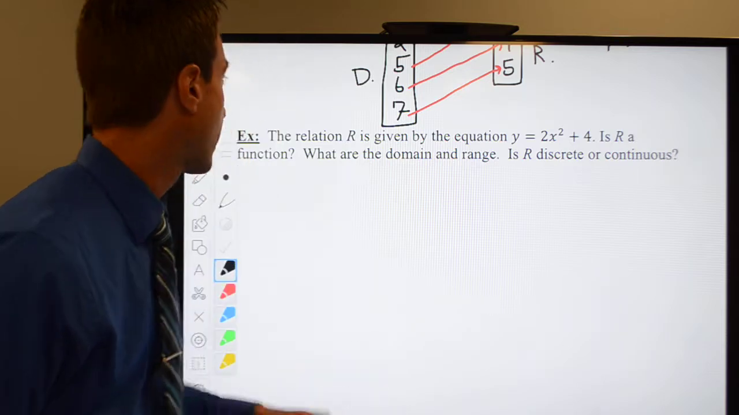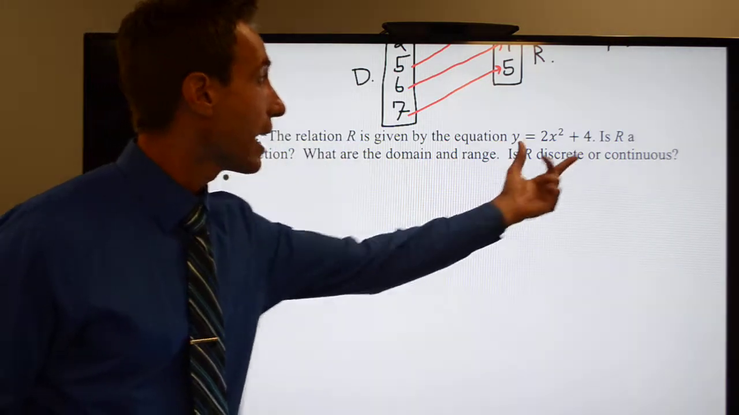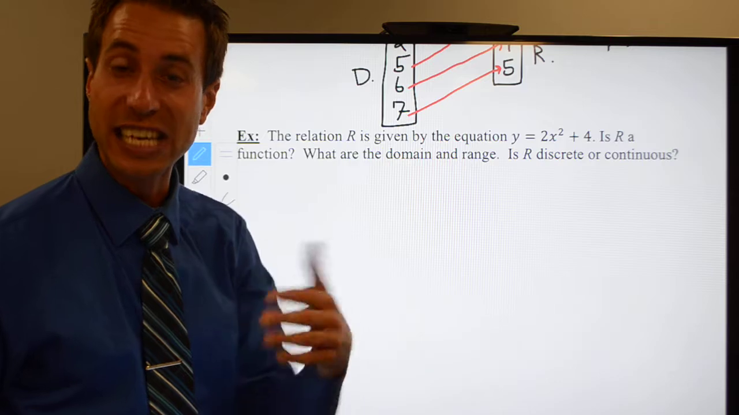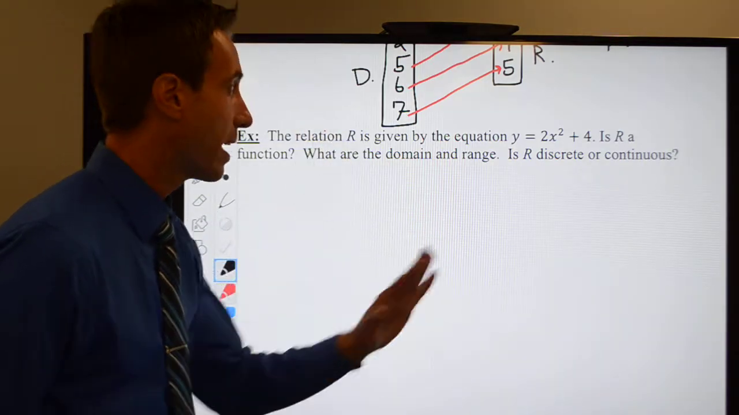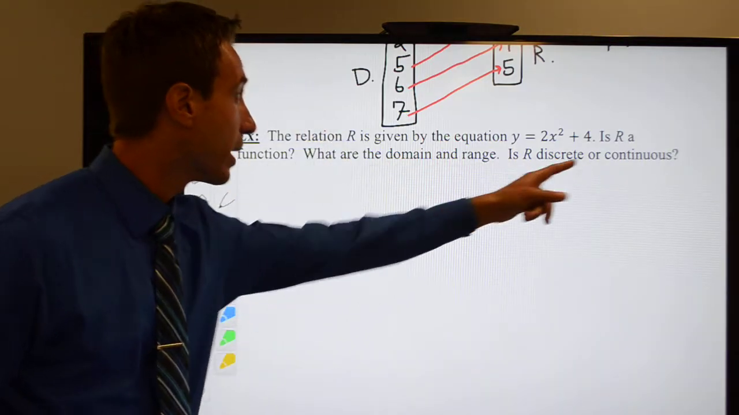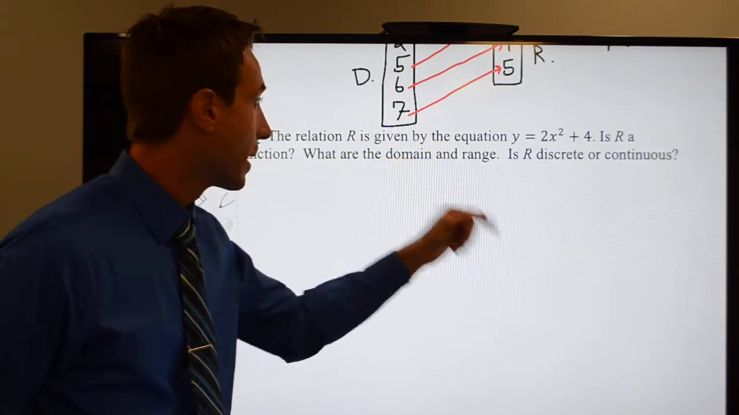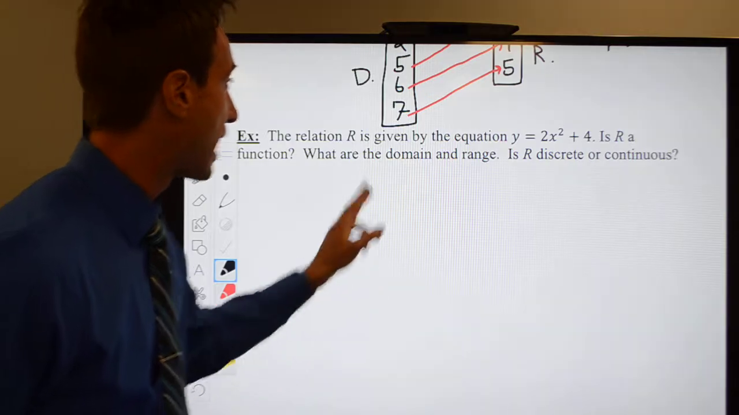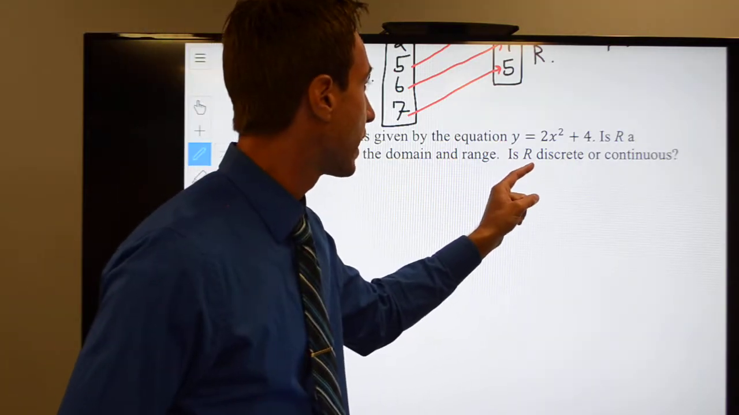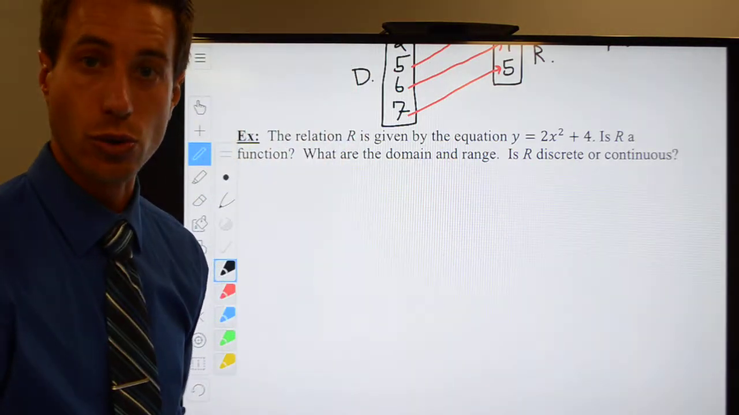All right, in this next one I asked you, the relation is given by, okay, so now we've got an equation instead of a set of ordered pairs. That's okay. I want to know, is the relation a function? All right, we can figure that out. What are the domain and range? I'm sure we'll be able to get that as well. And then, is the relation discrete? Well, we can answer that question right away.